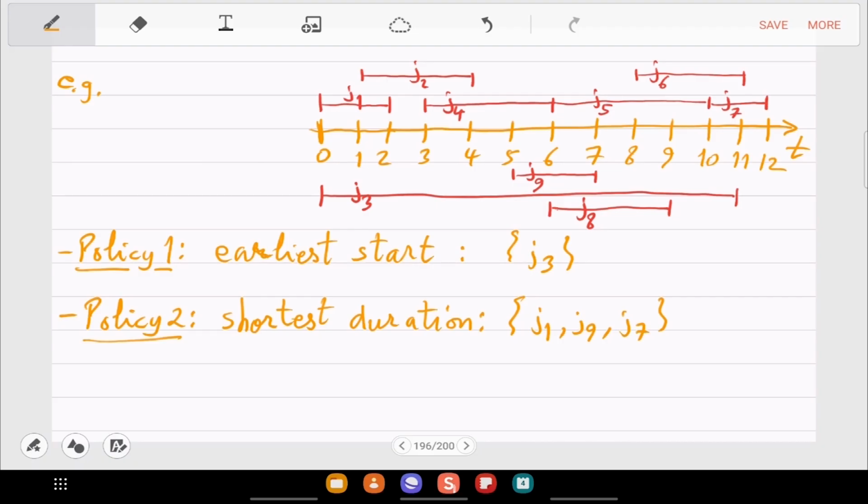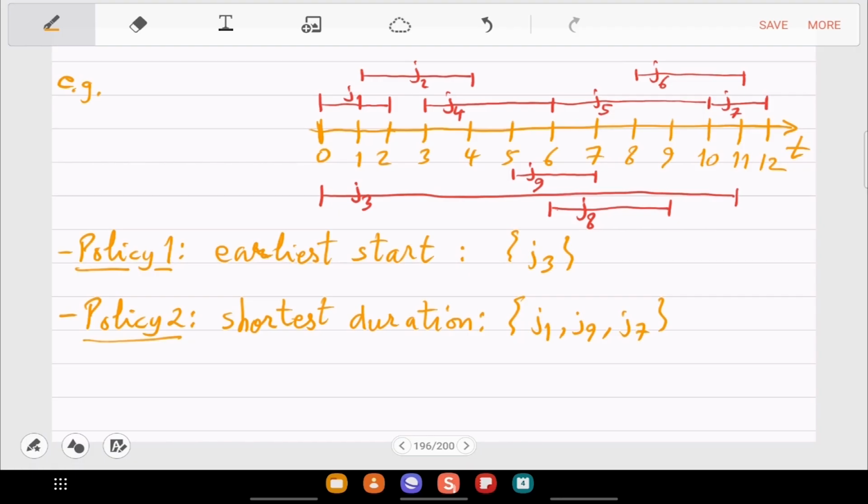Right, so J1 is the shortest, and so what we are doing here is we are checking validity. So you pick and then check validity, right? So you pick J1 because it is the shortest. But then the validity will tell you that now J2 and J3 are invalid because they overlap with what you have picked. So you delete them.